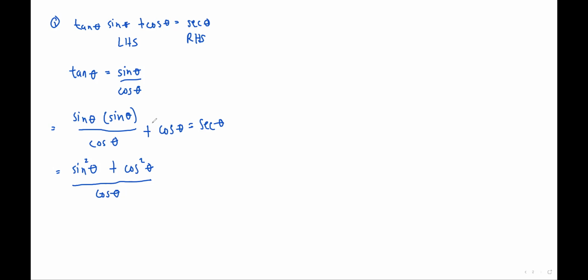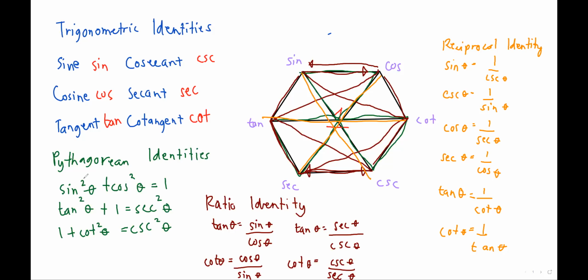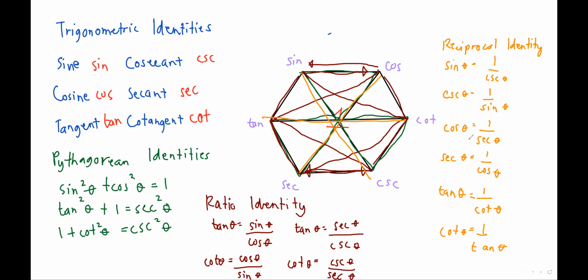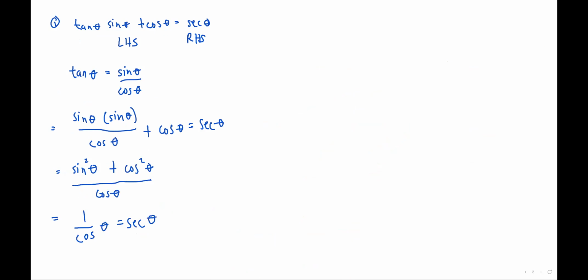Tapos, next natin, guys, kung napapansin nyo yung taas na yan, magiging Pythagorean identity, di ba? So, we have the Pythagorean identity here. Sine squared theta plus cosine squared theta is equals to 1. So, magiging 1 over cosine theta is equals to secant theta, which is sa reciprocal identity natin. Okay? So, ayan. So, correct siya. Okay? So, na-prove na natin ngayon na tan theta sine theta plus cosine theta is equal to secant theta.